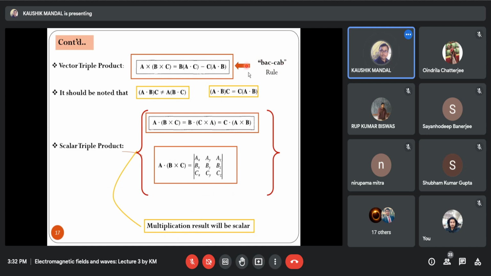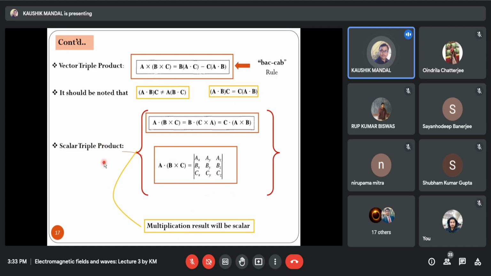Okay, with this particular rule, it is easy to remember this particular formula. That is A cross B cross C equal to B of A dot C minus C of A dot B. That is BAC minus CAB. It should also be noted that A dot B into C is not equal to A into B dot C. But you can write it by just changing the position of the product of C. So A dot B into C, you can write as C into A dot B. There is no problem.